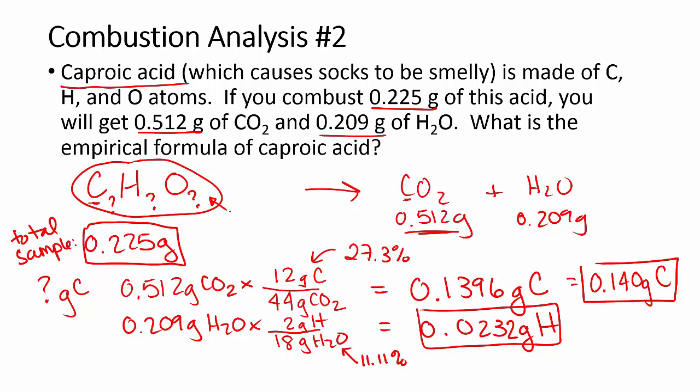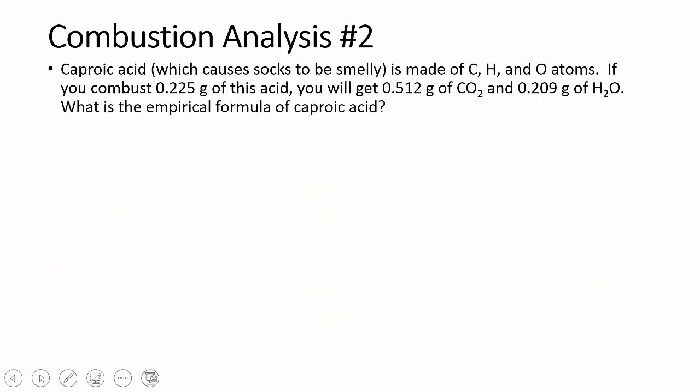So to find the mass of the third element, you would take the total mass, 0.225, and subtract the mass of the carbon, which is 0.140, and then the mass of the hydrogen, 0.0232. So this is the mass of the carbon, this is the mass of the hydrogen, this is your total. What is left is going to be the mass of your oxygen. So we've plugged that into your calculator. 0.225. I get that I have 0.062 grams of oxygen.